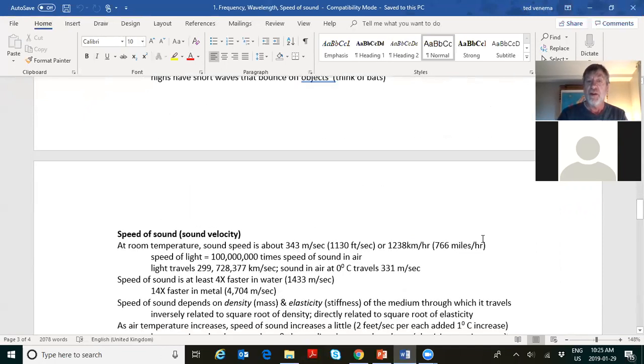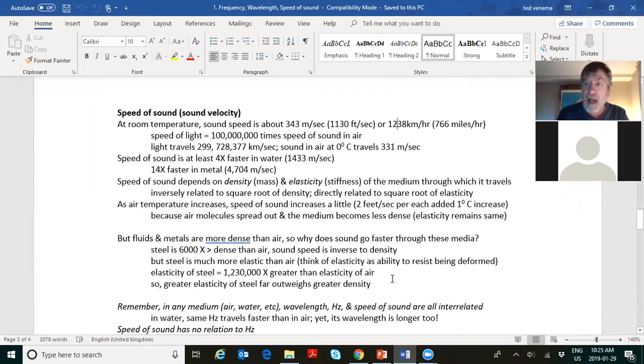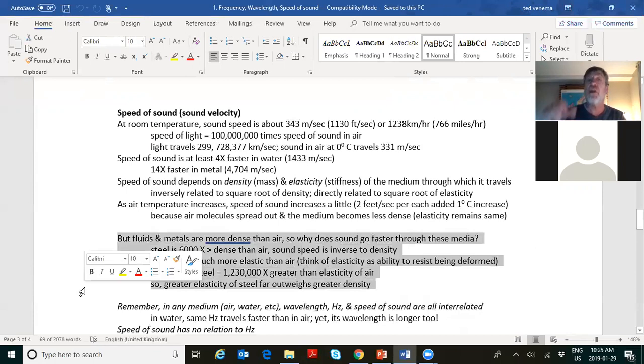Very good. Speed of sound, we covered that. You know that the greater the mass, the slower the sound goes through. The greater the stiffness, the faster sound goes through. You don't need to remember the numbers. Just remember the concepts. You should know that sound goes 4 times faster in water than it does in air, and that sound goes 14 times faster in metal than it does in air. The 4 and 14, very good to keep in mind.